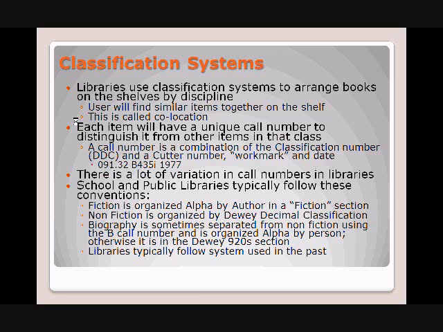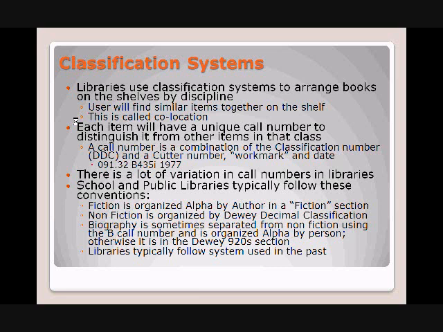But basically, call numbers are a combination of the classification number, the Dewey Decimal in the case of school and public libraries, a Cutter number, which is comprised of the author's last name and a code, and a 3 or 4 number code, a work mark, which is related to the title of the book, and the publication date. Now, there's a lot of variation in how call numbers in libraries are created. Typically, school and public libraries follow the following conventions.